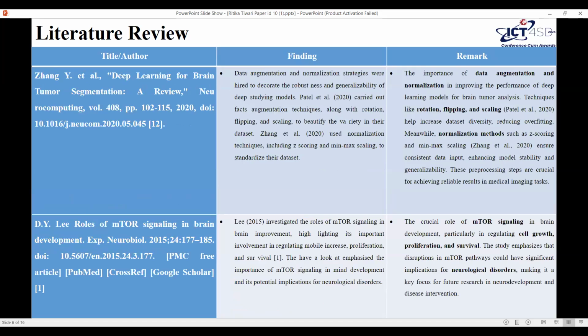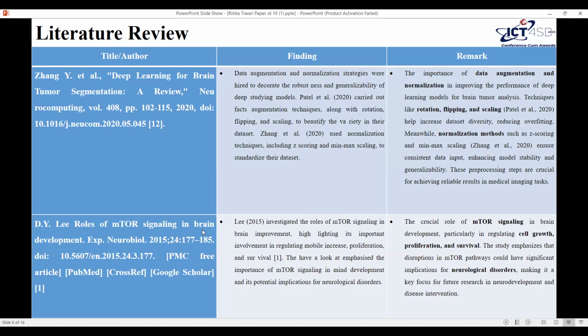Deep learning for brain tumor detection, a review, which covers the importance of data augmentation and normalization for improving the performance of deep learning models by flipping or rotating images, which helps to increase the dataset diversity.